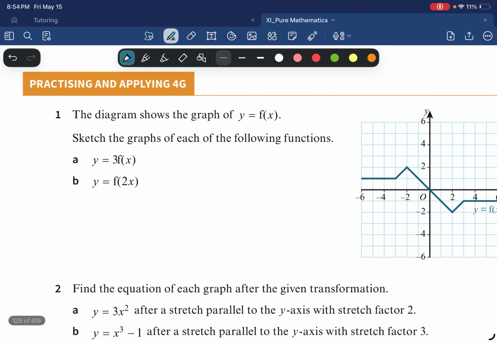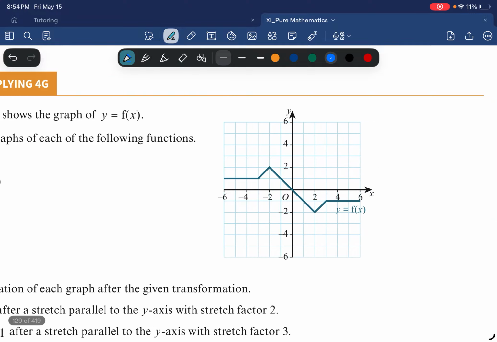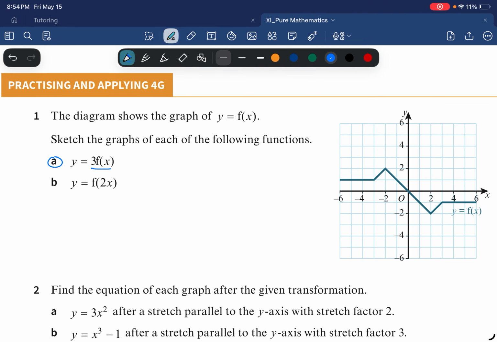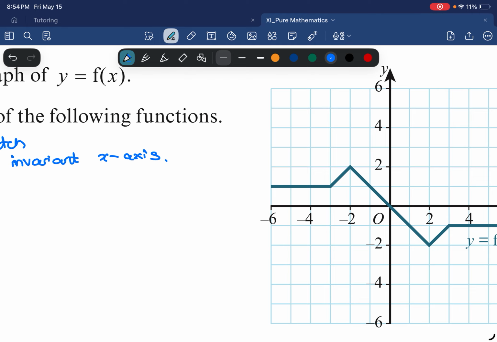So the diagram shows the graph of y is equal to f of x. So I'll do the first one in light blue. So I need to sketch the graph of y is equal to 3 times f of x. So if you remember, this is a vertical stretch. Factor is 3 and then invariant x-axis. So I change nothing on my x-axis. I just multiply my output y values by 3.